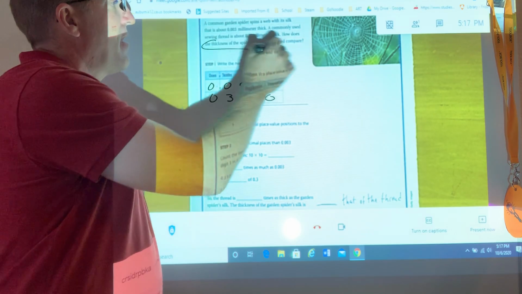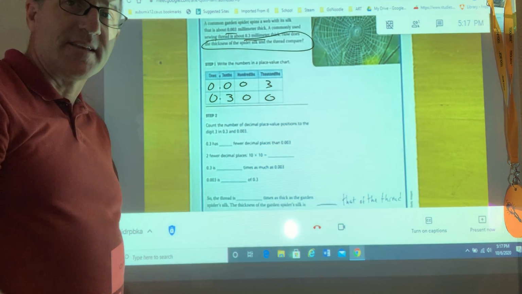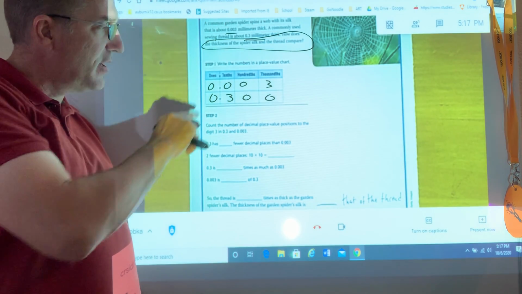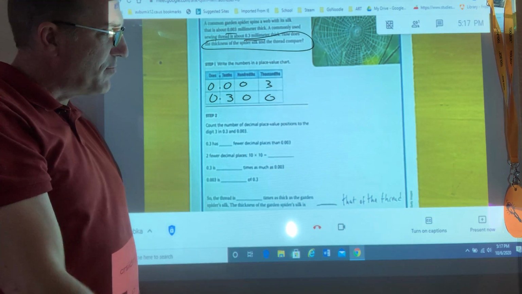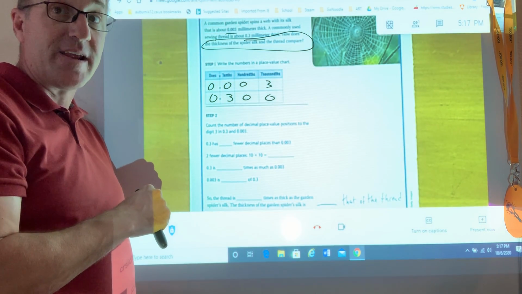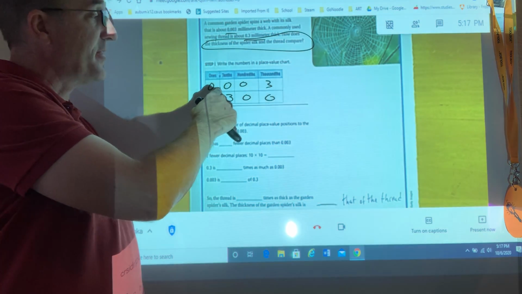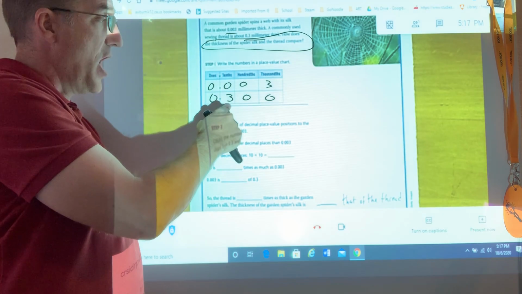How do they compare? All right, 3/10 and 3/1000ths. They seem to be pretty close. They have the same number. Count the number of decimal places to each of these. So how far is it to get to a 3? If I start here at the decimal, I go 1, 2, 3. So that's 3. Here I go 1.